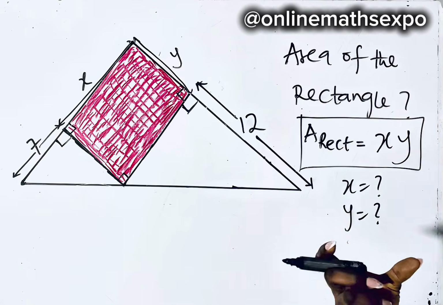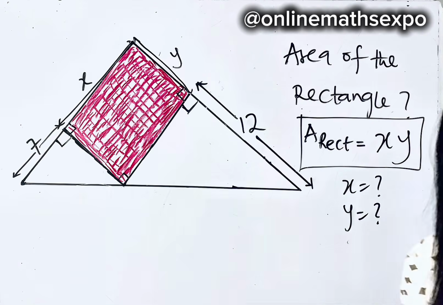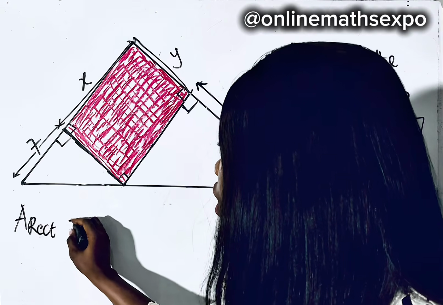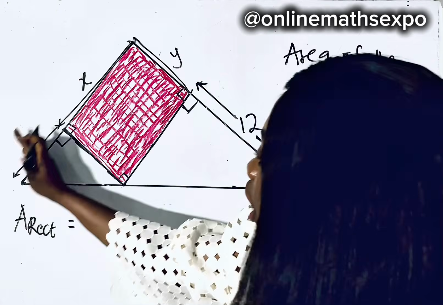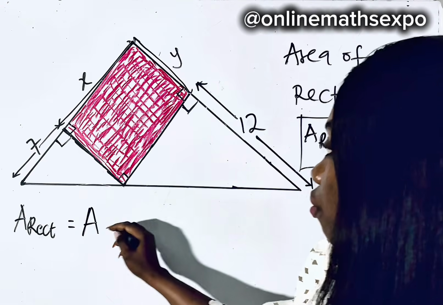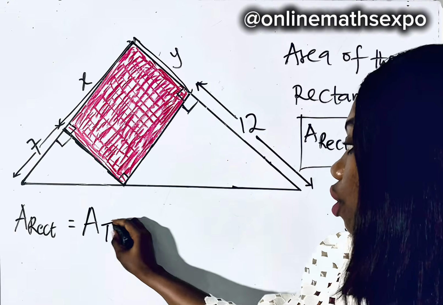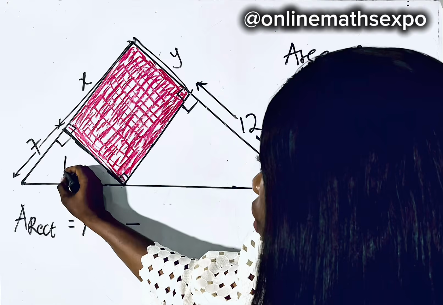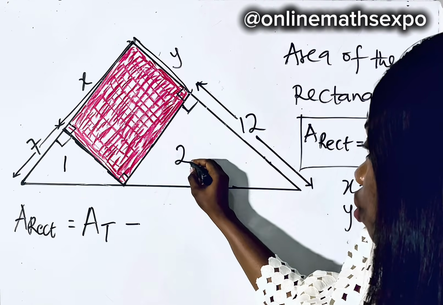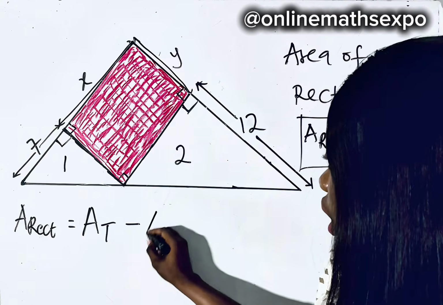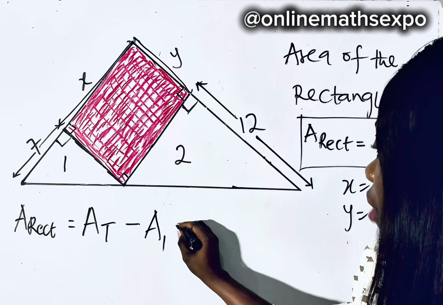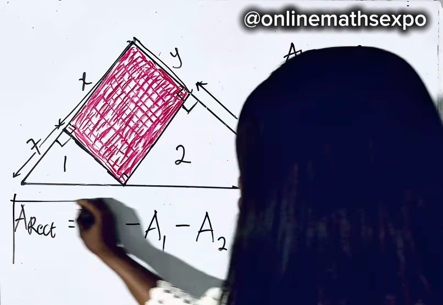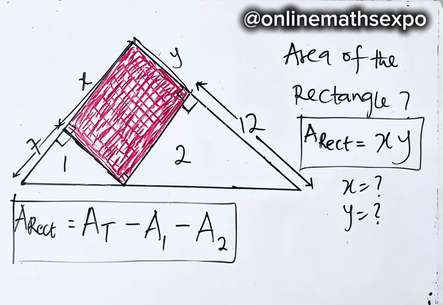So if we want to find the area of this rectangle, all we need to do is this: the area of the rectangle is equal to the area of the bigger shape, which is the area of the bigger triangle, minus the area of this smaller triangle. So we can call it shape 1, then we call this one shape 2. Then we have the area of the bigger triangle, which is triangle 1, minus the area of this one, which is the area of triangle 2. Until we do this, it gives us the area of the rectangle.